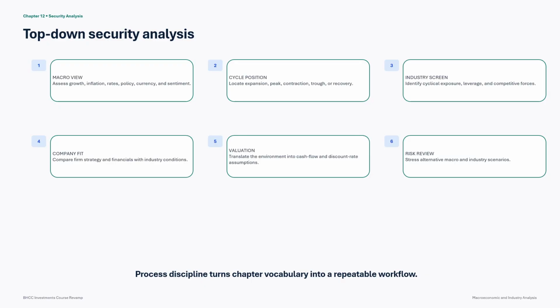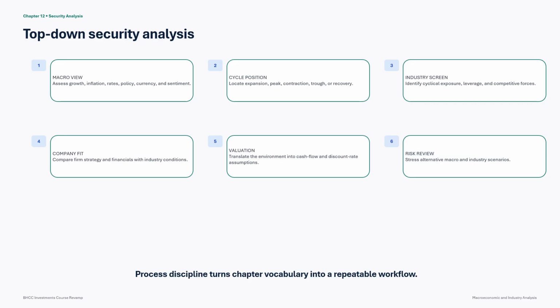This slide turns the chapter into a 6-step top-down analysis process. Step 1 is the macro view. Assess growth, inflation, interest rates, policy, currency, and sentiment. Do not collect indicators like souvenirs. Identify which variables matter for the security under review.